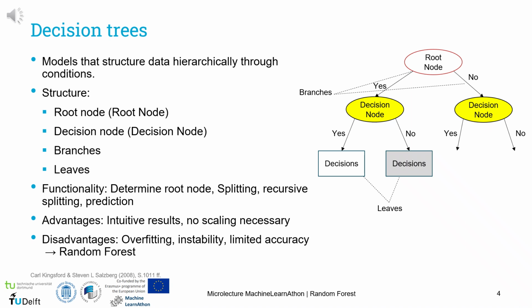So basically the functionalities of a decision tree is to determine a root node, then to do the splitting of the data. You can also do recursive splitting and then the prediction or classification. And the advantages are that it's very intuitive and that no scaling is necessary. The disadvantages are that it easily tends to overfit on the data, that it's very unstable and has limited accuracy. And all those disadvantages lead us to why we need a random forest and not a simple decision tree.